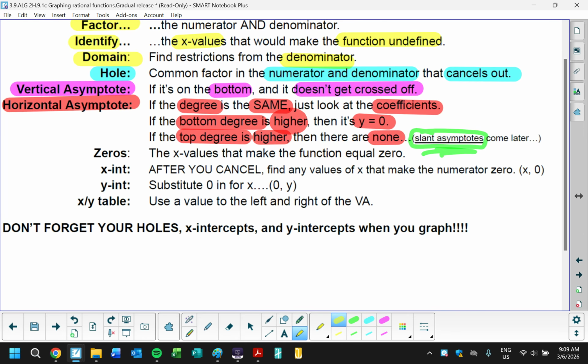Now, we will go back to zeros, which lead to our x-intercepts. Remember that the zeros are any x value that would make the y value equal to 0. And after you cancel things, you really only have to focus on that numerator. Again, we're going to write zeros as x equals 3, x equals 4. But when we go to the x-intercepts, we actually write it as an ordered pair, 4, 0.